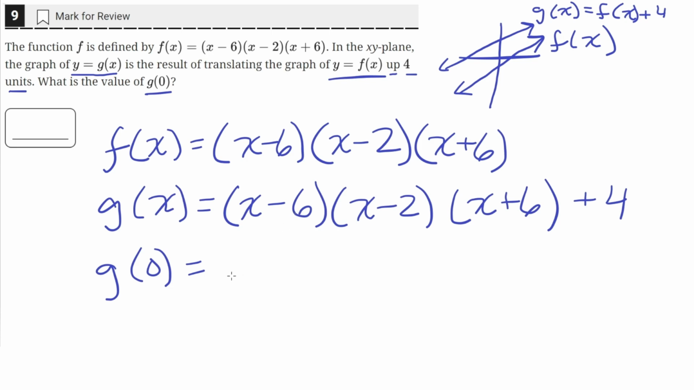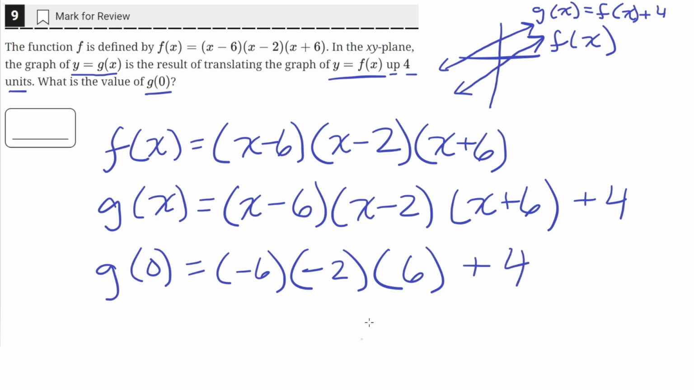So 0 minus 6 is just negative 6. 0 minus 2 is just negative 2. And then 0 plus 6 is just 6. And then we still have the plus 4. So then negative 6 times 6 is equal to negative 36. And negative 36 times negative 2 is equal to a positive 72. And then 72 plus 4 is equal to 76. So the value of g of 0 is 76.